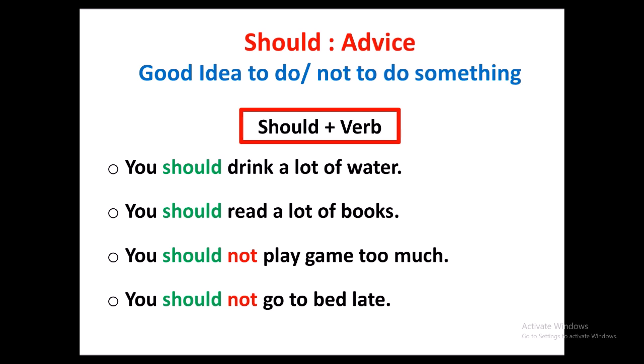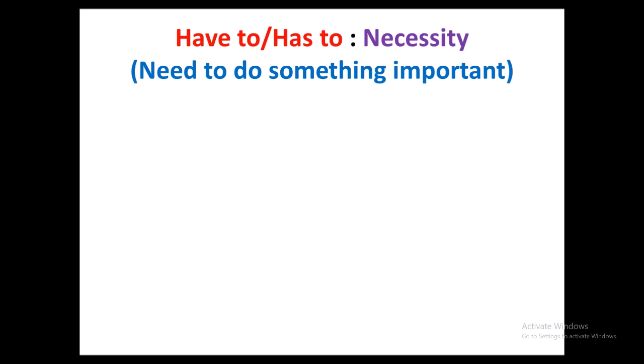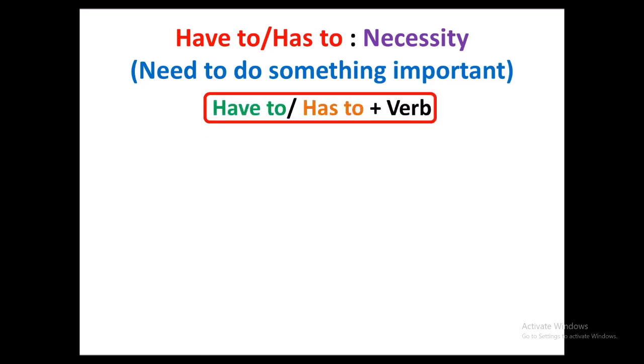Okay, let's move on to the last one, which is have to and has to. Okay, we use it for necessity. What does it mean, necessity here? You need to do something important. Okay, let's take a look at the form here. Have to or has to plus verb. Okay, I want to talk about have to and has to here.